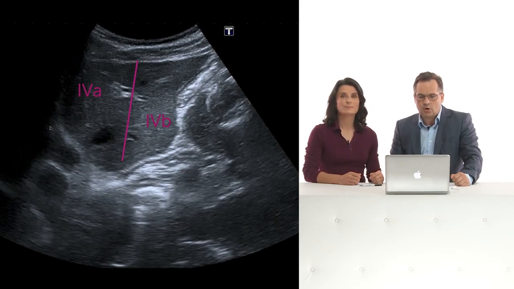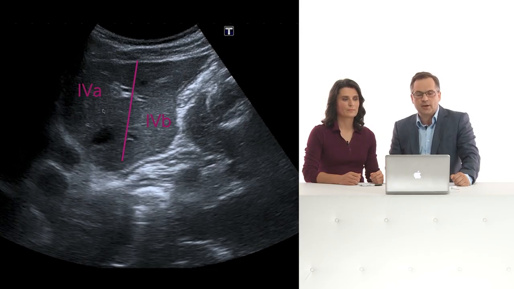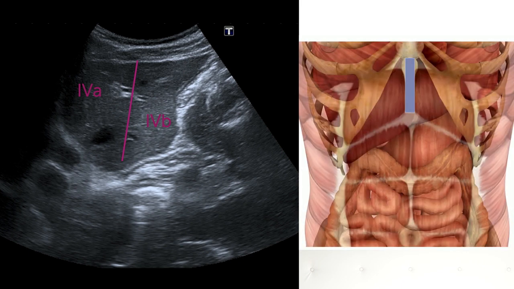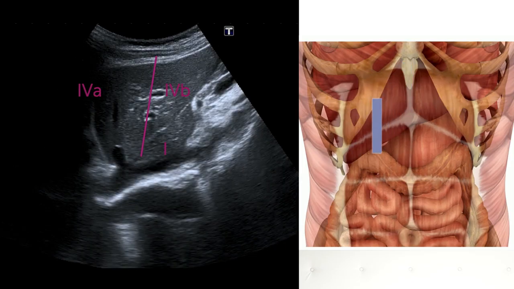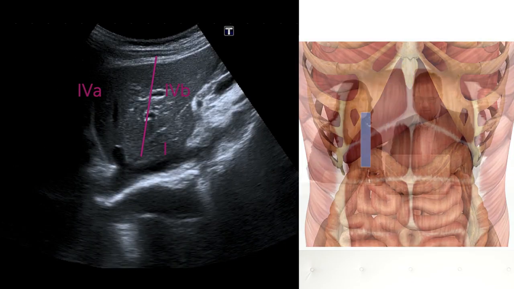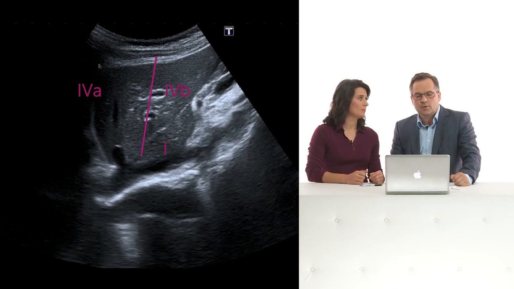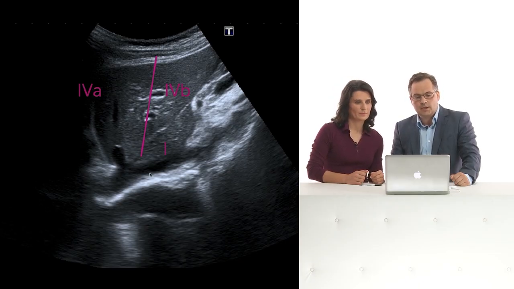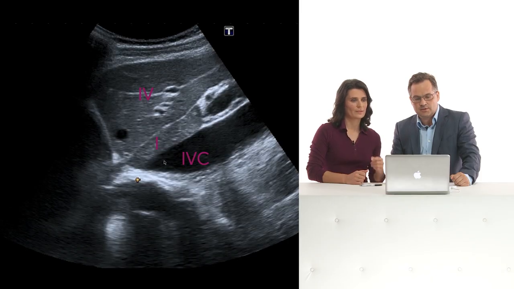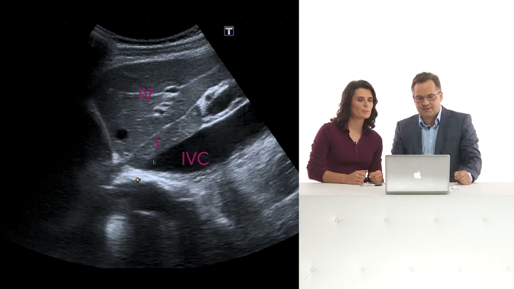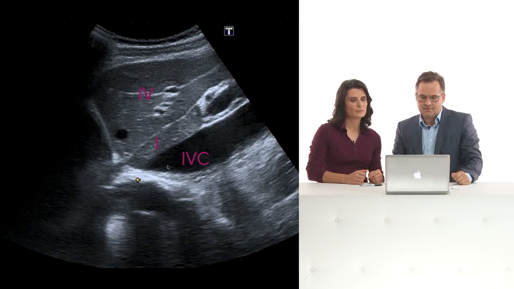And we see more cranial liver segment 4A and caudally, near to the caudal border of the liver, segment 4B in this region. And we get this picture when we move more to the right side of the patient. So let's take a sweep even more to the right side. And additional to segment 4A and 4B, we now can see segment 1 near the IVC in this region. Even better. This is a beautiful picture, yes, segment 1 and the IVC is an adjacent structure.